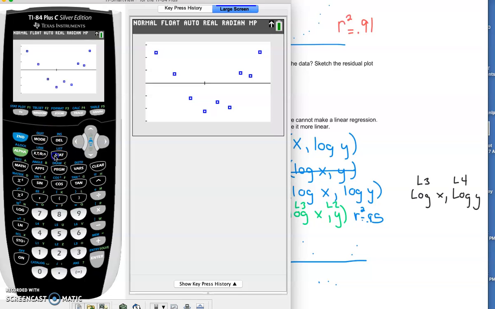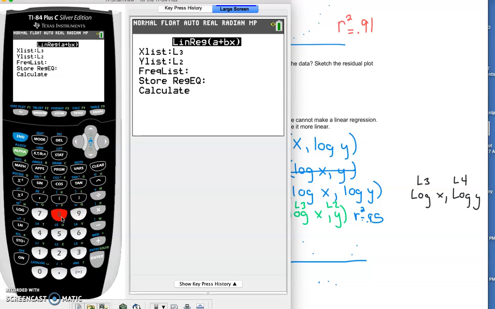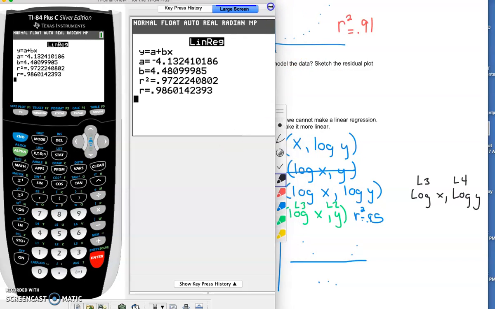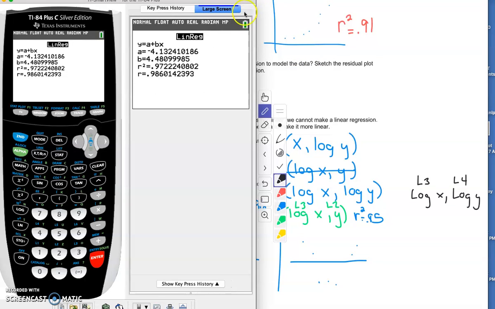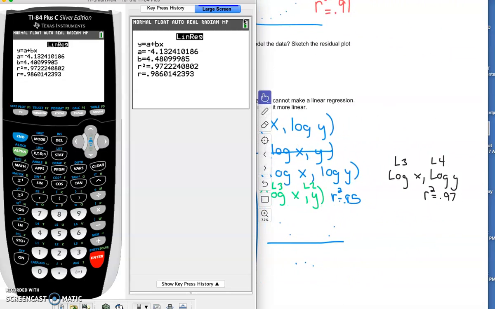So I'm going to stat calc, option 8, and I'm running L3 versus L4. Run my regression. Just move this over so you can see. 0.97, gosh, that's pretty good. And let's see, how did that compare to my other one? It's off the screen. Let's see, was that better or was that worse? Ooh, that's better, okay.